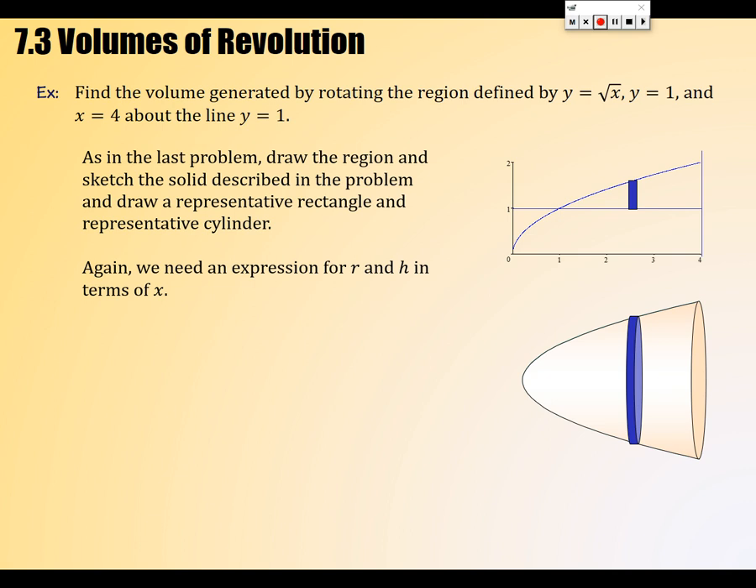So we need an expression for r and h. Of course, h is still what? dx. What's r though in this case? Help me out. Yeah, we've got to measure this distance. For a given x value, how would you actually measure this radius? And keep in mind, since this is the axis of rotation, y equals 1, we're trying to figure out how far away the edge of our object is from this axis of rotation, right? This axis of rotation, y equals 1. So it's this distance, huh?